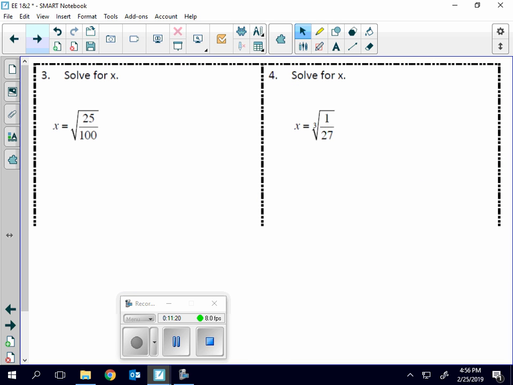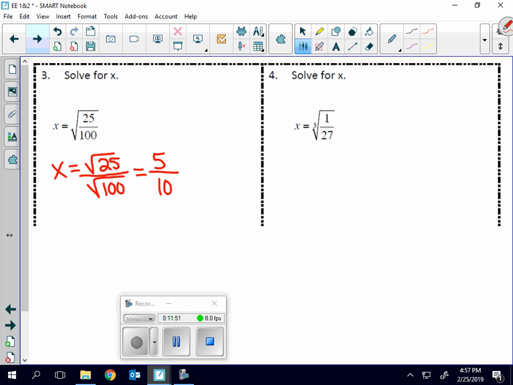All right, number 3, again, solving for x. We have the square root. So in this case, we have really the square root of 25 over the square root of 100. That's what that means. You can break that up. That's a property. Okay, so you know the square root of 25. That's just 5. And the square root of 100 is 10, right? Because 5 times 5 is 25. 10 times 10 is 100. That's how I get those numbers.